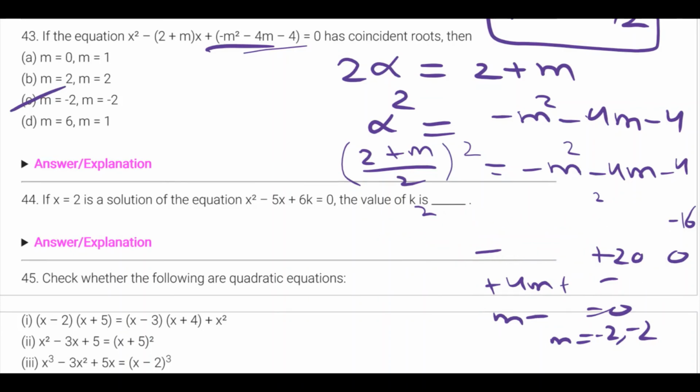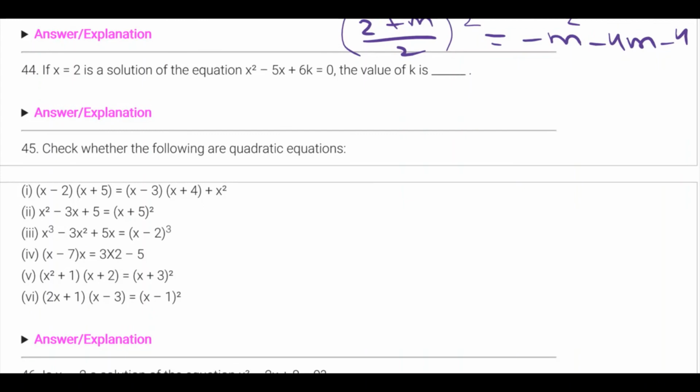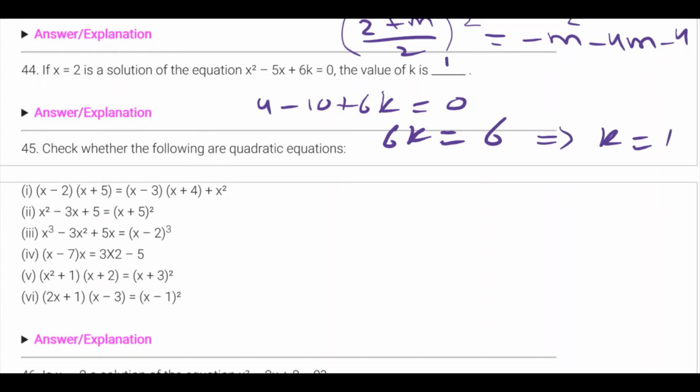Next, 44th question. If x equals 2 is the solution of the given equation, then the value of k is. So just substitute the value of 2, which is 4 minus 10 plus 6k equals 0. 6k equals 6. So the answer is 1.